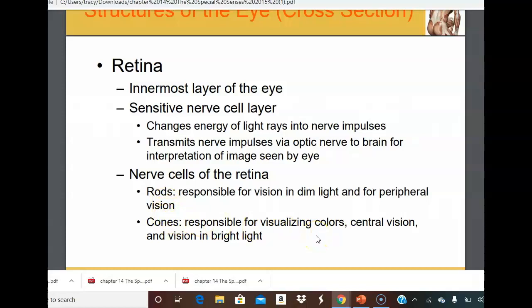Cones are responsible for visualizing color. They give us our central and focused vision and bright light vision. There are a lot fewer of these. With cones, we're basically dealing with 3 different kinds: red, green, and blue, and that gives us our light spectrum. Any combination, depending on how much those cones are triggered, gives us all different colors of the light spectrum.